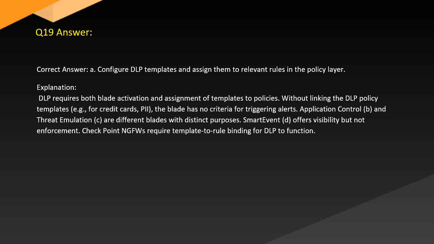Answer. Correct answer. A. Configure DLP templates and assign them to relevant rules in the policy layer. Explanation. DLP requires both blade activation and assignment of templates to policies. Without linking the DLP policy templates, e.g. for credit cards, PII, the blade has no criteria for triggering alerts. Application control (B) and threat emulation (C) are different blades with distinct purposes. SmartEvent (D) offers visibility but not enforcement. Check Point DLP requires template rule binding for DLP to function.